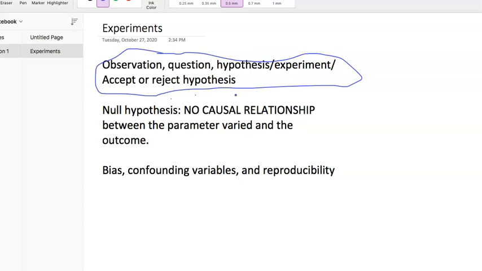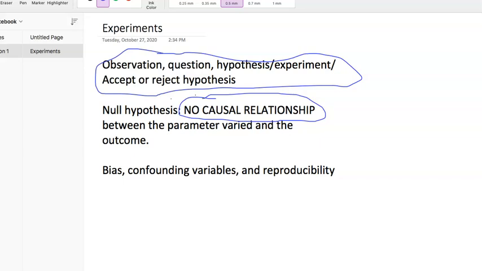And you could also easily see a question about a null hypothesis, right? The technical definition we have here says no causal relationship between the parameter varied and the outcome, right? What you really want to be thinking is this part right here: no causal relationship, null hypothesis, right? You have a hypothesis, and a null hypothesis.